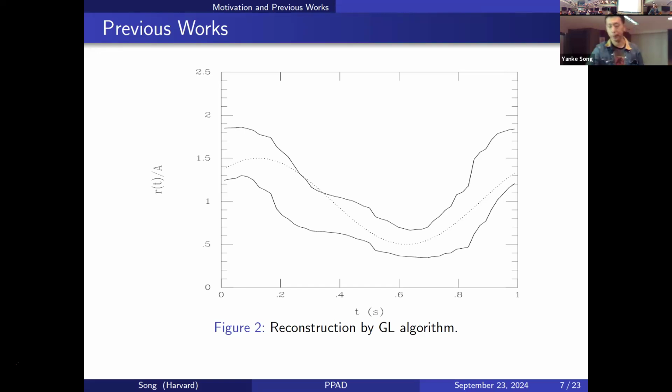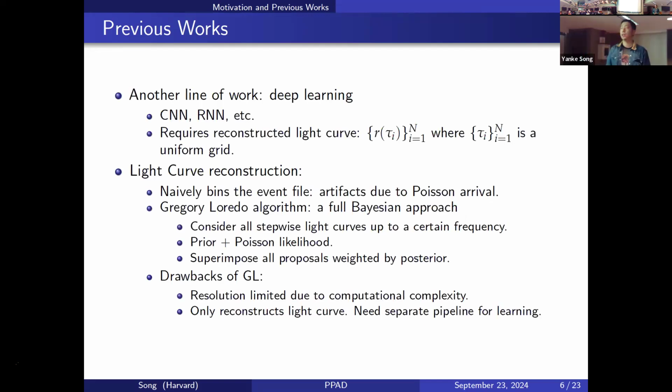So this is one of the drawbacks of the GL algorithm, which is that its resolution could be limited due to computational complexity. Another drawback, which is not necessarily the GL algorithm but the whole pipeline, is that if we use the GL algorithm first to reconstruct the light curve, at the next step we need to feed these light curves into the deep learning network to discover different kinds of patterns. So these two algorithms are kind of disjoint, and it would be great if all these things can be learned end to end.